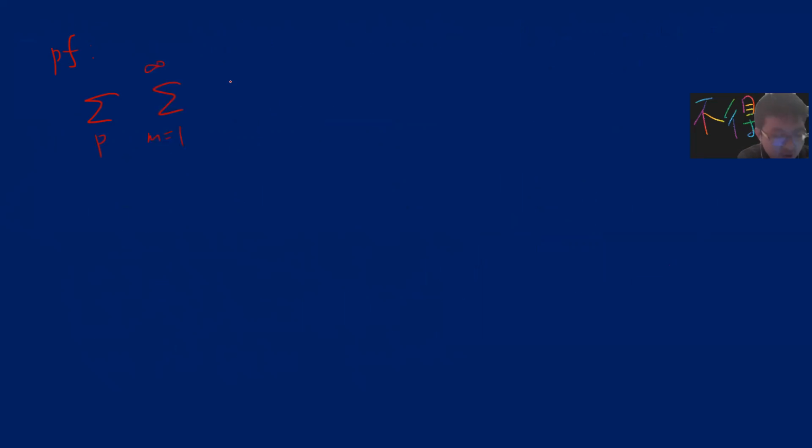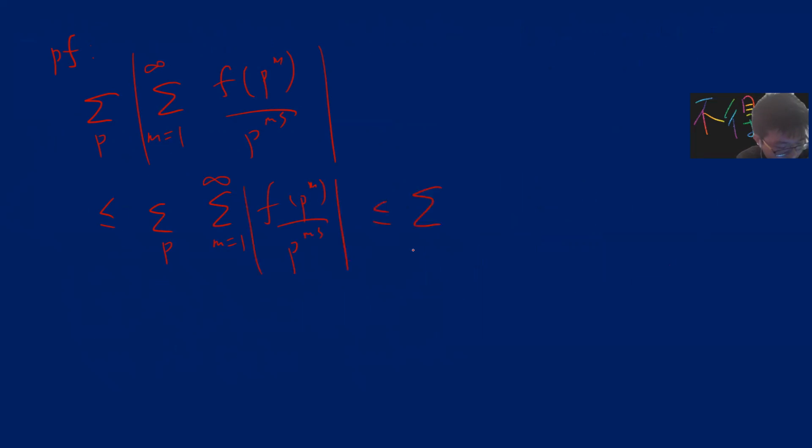Try to compute this. We take the absolute value. This will be less than or equal to the sum over p, and from 1 to infinity, of f of p to the m over p to the ms, which is less than or equal to the sum over n from 1 to infinity. Okay, because I sum over the primes, so I sum over all the integers, which is f of n over n to the s. Okay, so now if the original series converges, then this will converge. So this is the first one I want to show.